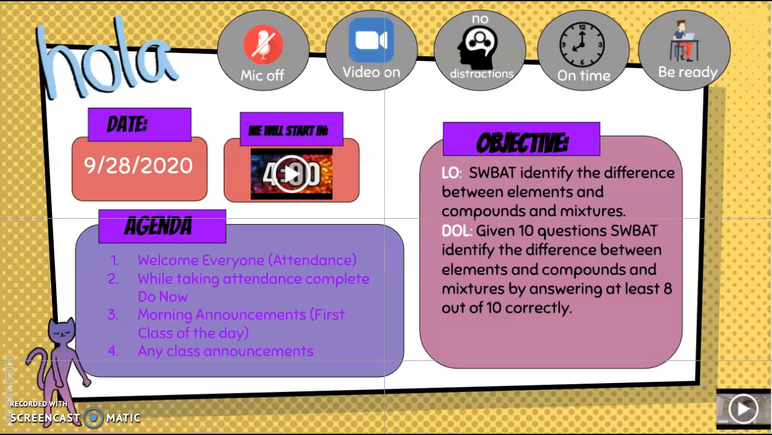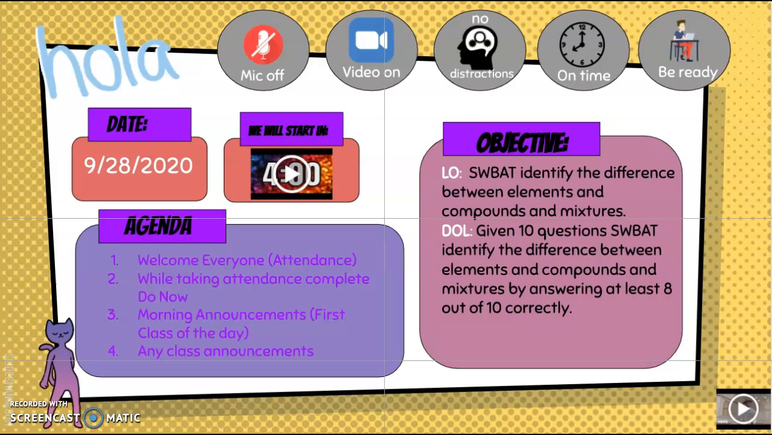Today is September 28th, 2020, and today in science, we will be discussing the difference between elements and compounds and mixtures, okay? So just a quick recap. We discussed that matter can be classified into two categories, pure substances and mixtures. And remember that pure substances can be either elements or compounds. And then mixtures could be either heterogeneous or homogeneous.